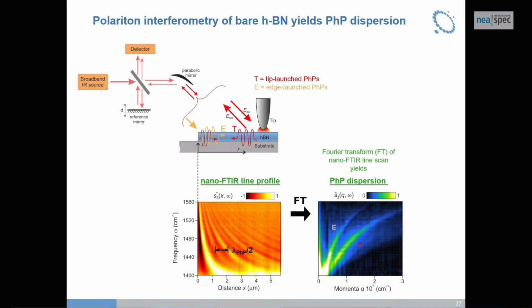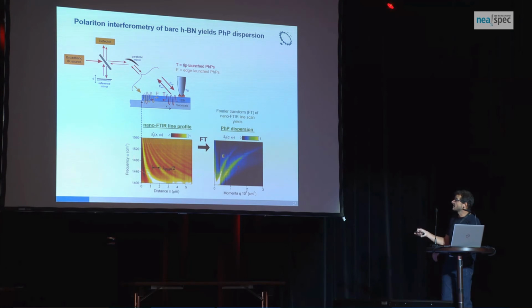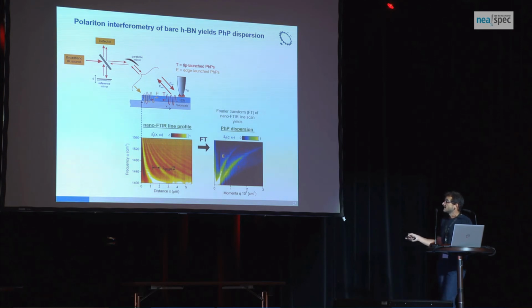And very often we are interested in learning about the so-called dispersion of the polaritons, which is the frequency versus the wave vector or the momentum. And having such an image, these are really raw data that comes out of the microscope or the nano-FTIR setup. We just need to Fourier-transform along the spatial coordinate here, and then we get immediately the dispersion. And now this is the dispersion that we see.